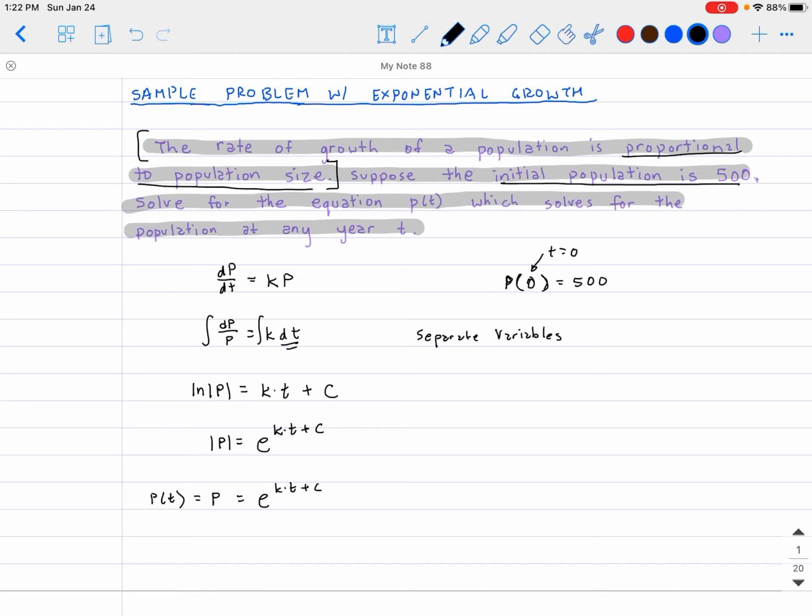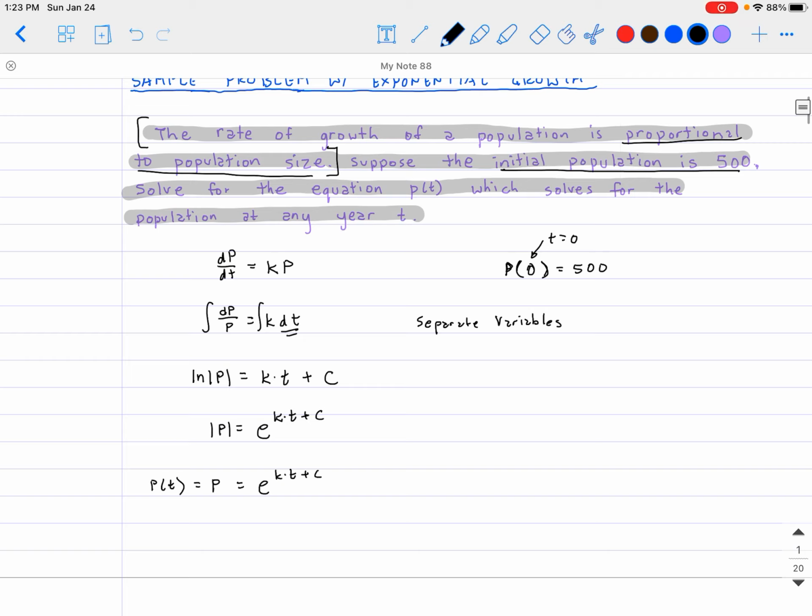Or if you want, we can say p of t just so you can say that it's a population in terms of time. Now, there's still the matter of solving for the constant. So we need to figure out how that actually works out. It's kind of like saying, you take the antiderivative, I need a specific equation, so I need to solve for what c is equal to.